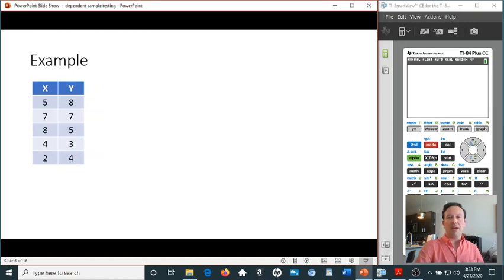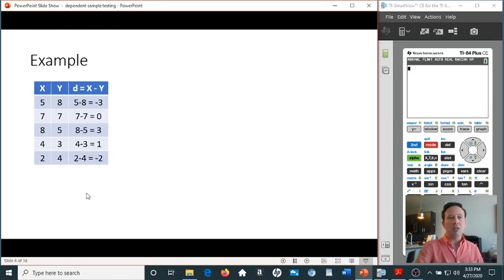All right, so for example, let's compute d bar and the standard deviation of the d values. So let's say we have this table here, and we want to compute first the differences. Well, simple enough. If you add another column or just do the scratch work on the side, you just subtract each x and y, just like this. So your d values are -3, 0, 3, 1, and -2.